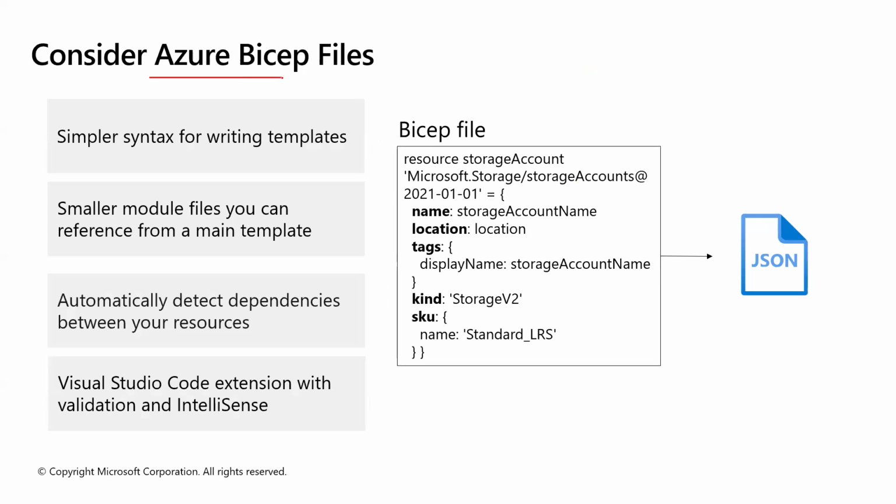And consider the Bicep file. This is like an external one where you can implement with the JSON and integrate with your Azure. So it has simpler syntax for writing templates. Smaller module files can be referenced from the main template, and it automatically detects dependencies between your resources, right? There is a Visual Studio Code extension with validation that you can use and integrate. And you should know about DSL, the domain-specific language, here, right?